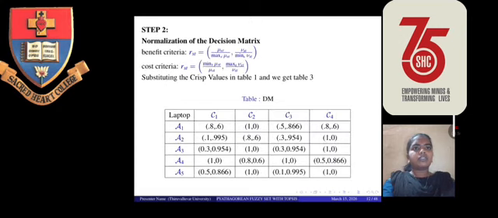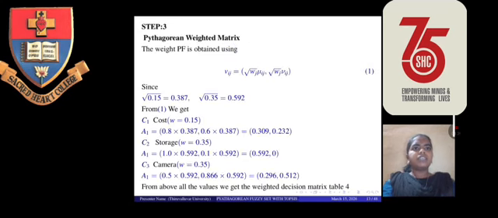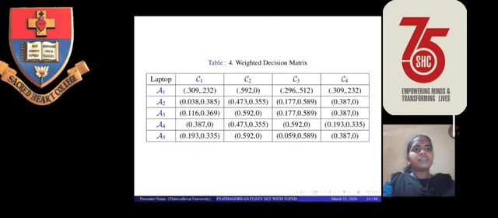Step 2. Normalization of decision matrix, benefit criteria and cost criteria. Substituting the decision matrix from the first table, we get table 3. This is my normalized decision matrix. Step 3. Pythagorean weighted matrix. The weighted Pythagorean fuzzy value is obtained using v_ij equal to the square root of w_j mu_ij, w_j nu_ij. Substituting weight values in equation 1, we get the weighted fuzzy decision matrix.